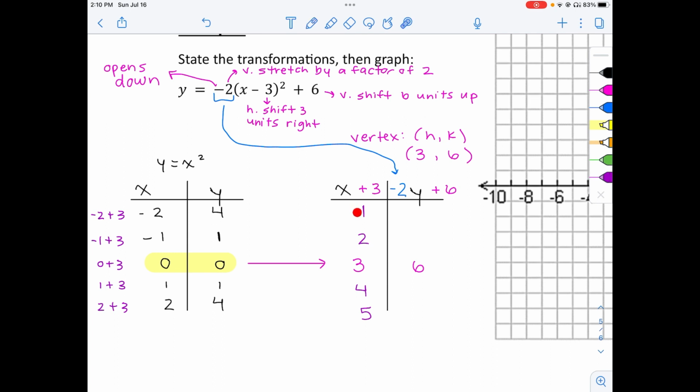It's going up by 1, right? So 1, 2, 3, 4, 5. That clearly is going up by 1 each time. Then I'm going to calculate my y values. So starting with x equals 1, I'm going to do -2 multiplied by 4 and then add 6. Okay, so -2 times 4 is -8 plus 6 gives me -2.